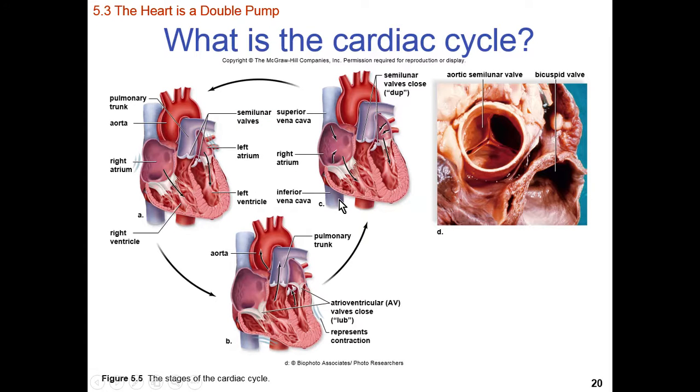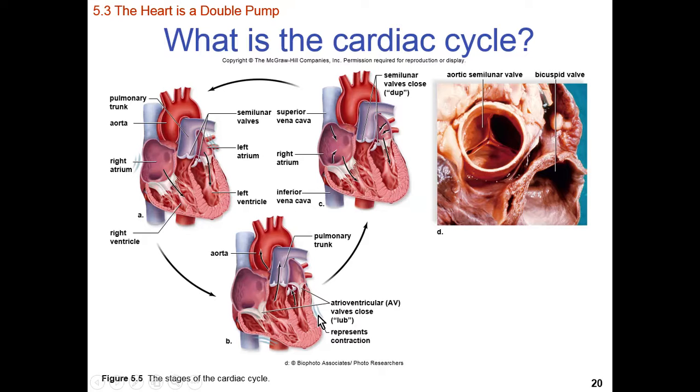During this cardiac cycle, we are going to have the two atria contract at the same time. The two atria will always contract at the same time and push blood down into the two ventricles at the same time. Then the two ventricles contract at the same time.